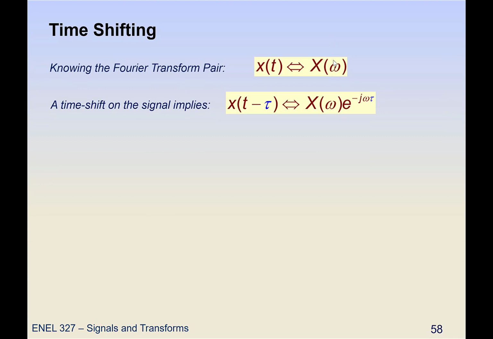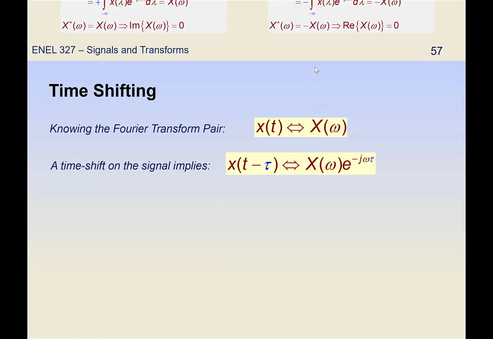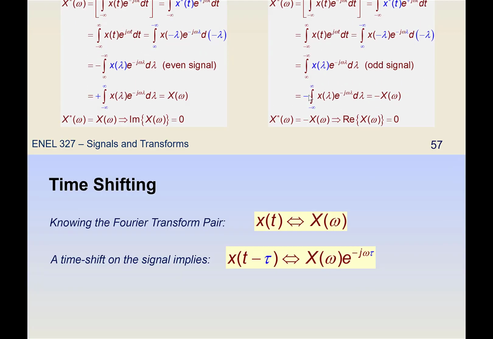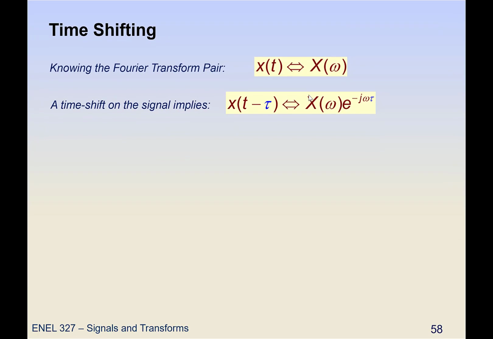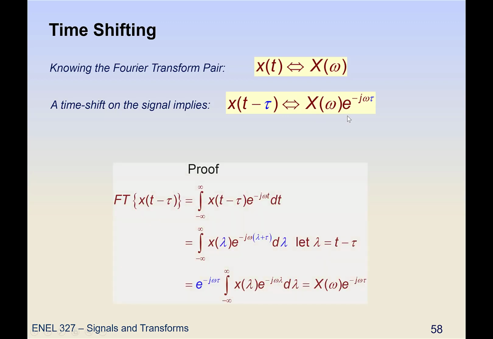Okay, time shifting. If you know a Fourier transform pair, x of t goes to X of omega, then if we put a time shift on the signal, the Fourier transform of that time shifted signal is given by this. This should make intuitive sense, but let's take a look at this.